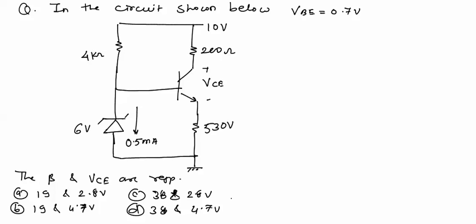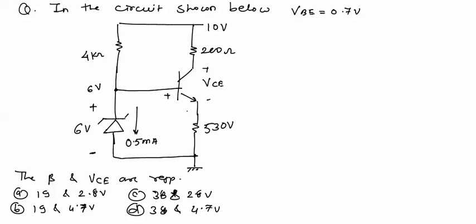Whenever the combination of Zener diode transistor, Zener diode op amp, Zener diode FET is given, always start by assuming that this diode will operate in the breakdown region and will have a constant voltage across it, equal to its breakdown voltage. So this terminal is grounded. At this point the voltage will be equal to 6 volts.